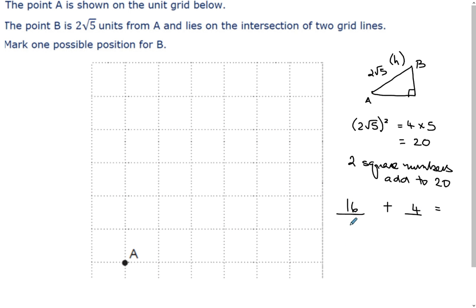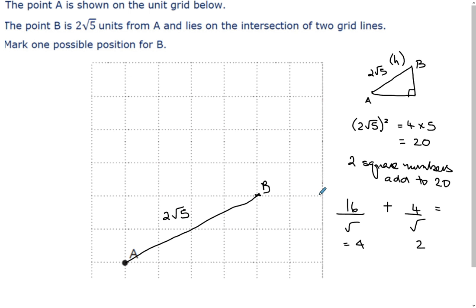So now, in order to find the sides, because these are the squares of these sides, we're square rooting both of them. So you get 4, and square root of 4 is 2. So all you've got to do is go 1, 2, 3, 4, 1, 2. And that will be the line B, because you can see 4 squared plus 2 squared is 20. And then you just put that there.